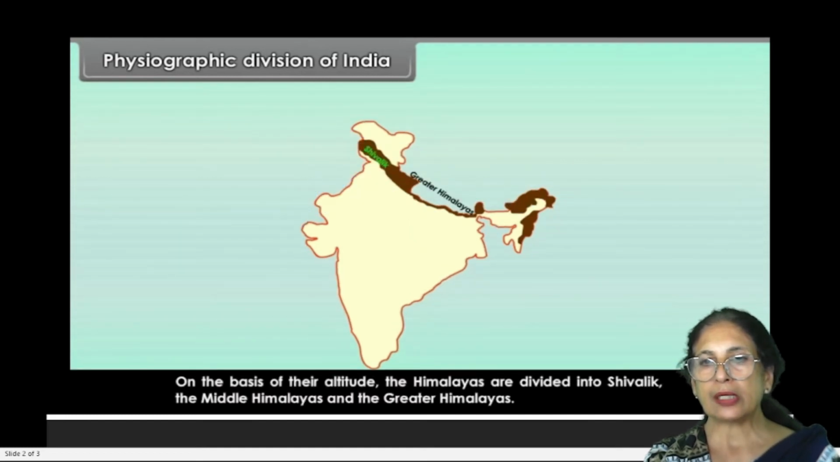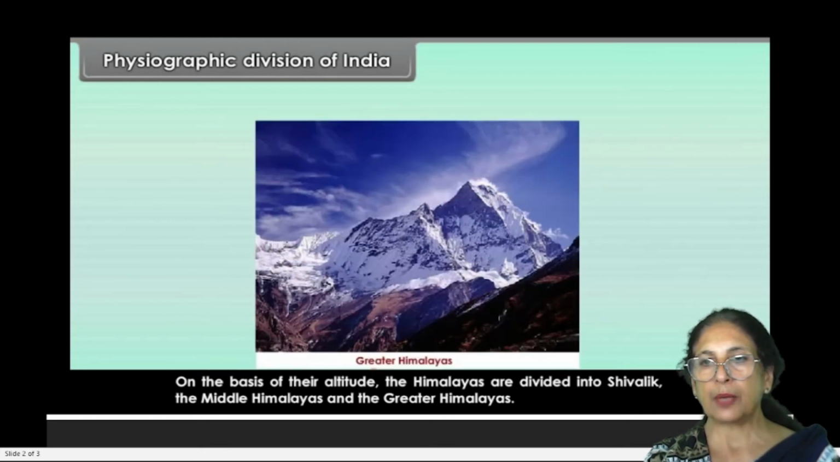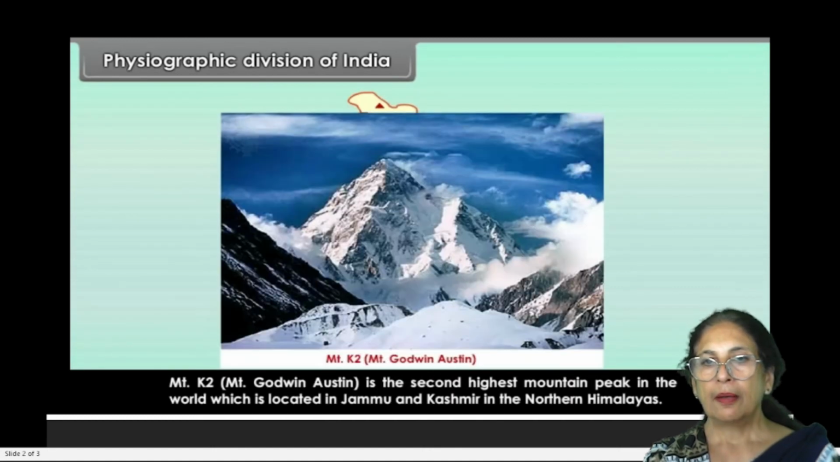On the basis of their altitude, the Himalayas are divided into the Shivalik, the Middle Himalayas, and the Greater Himalayas. Mount K2 or Mount Godwin Austen is the second highest mountain peak in the world, which is located in Jammu and Kashmir in the northern Himalayas.